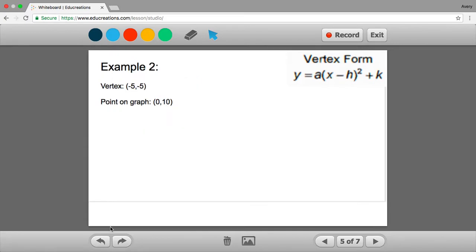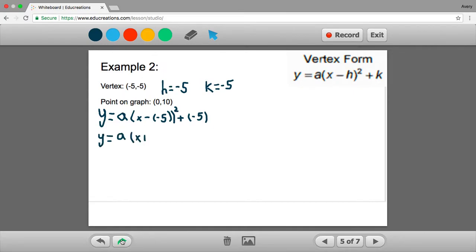Let's try another one. So this time our h is going to be -5, and our k is going to be the same. Now we just have to write our equation just like last time. So y equals a times x minus -5 squared plus -5. So now we're going to rewrite that, but simplified. So y equals a times x plus 5 squared minus 5, because we multiplied this negative by this negative, which gave us a positive.